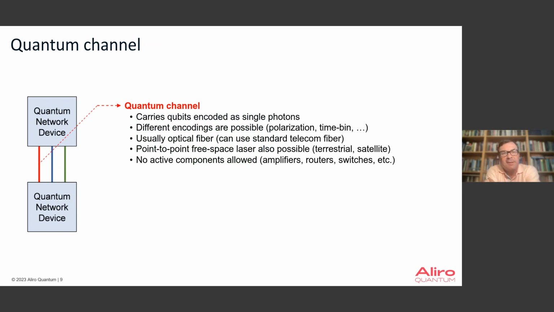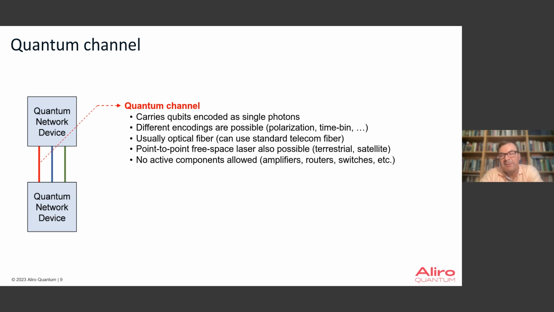The first channel that I'll discuss is the quantum channel. This is the channel that carries the actual qubits, which encode the quantum information, typically in the form of individual photons. There are multiple different encoding schemes, including polarization encoding and time bin encoding, each with their own advantages and disadvantages. Typically, the quantum channel is carried over optical fibers. It's possible to use normal telco fiber that's already in the ground, and it's not necessary to deploy any new type of special fiber for the quantum channel.